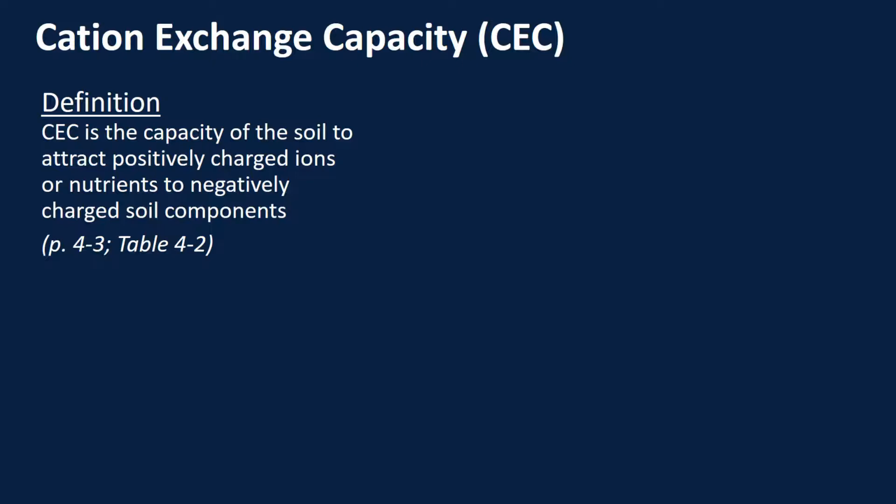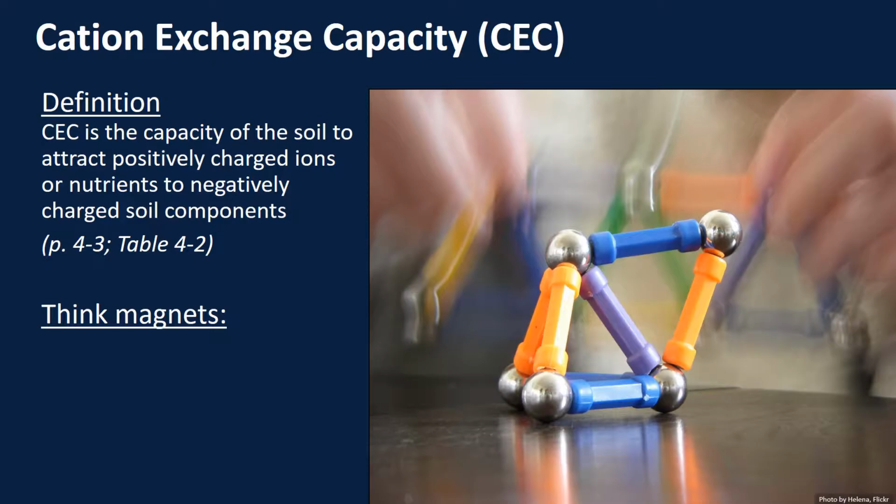So what does that mean? When you think cation exchange capacity, what I want you to do is think magnets. We've all played with magnets. We know they have positive charges, negative charges. Positive and negative charges attract. Positive plus positive repel from each other. Negative and negative repel from each other. So that's a similar concept here.